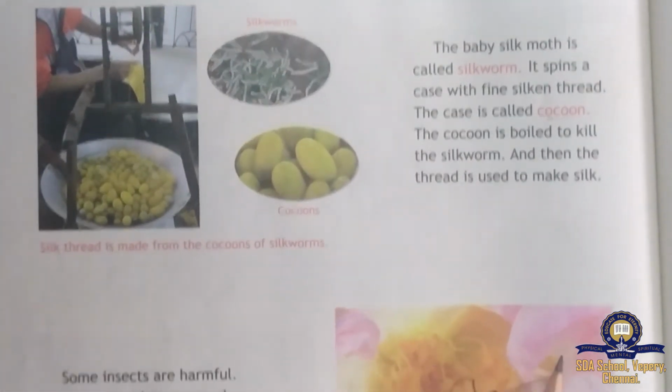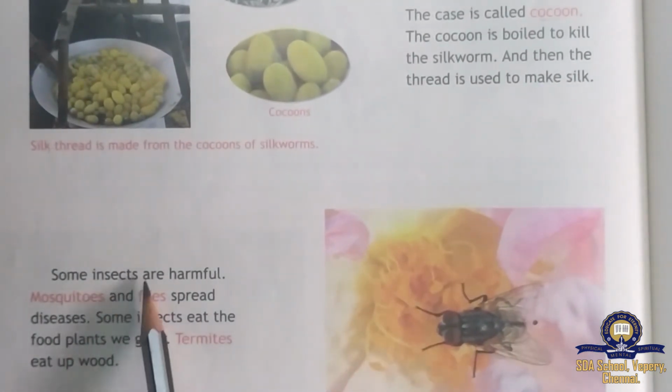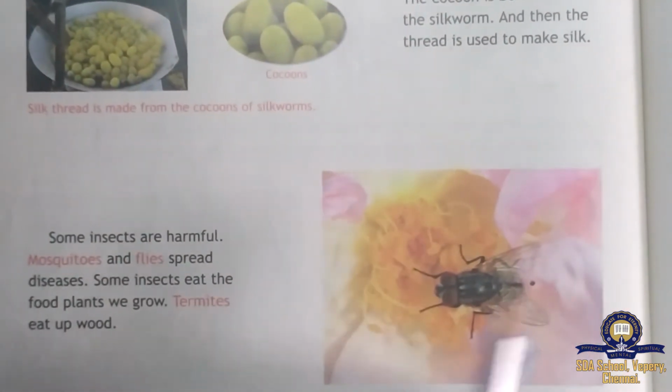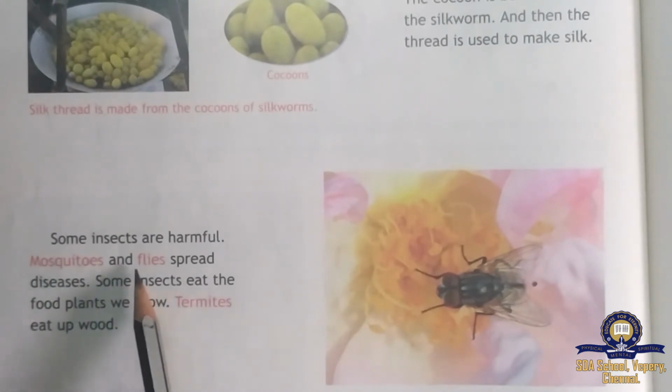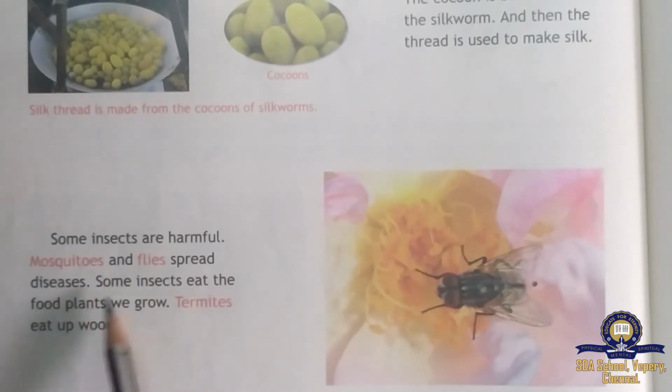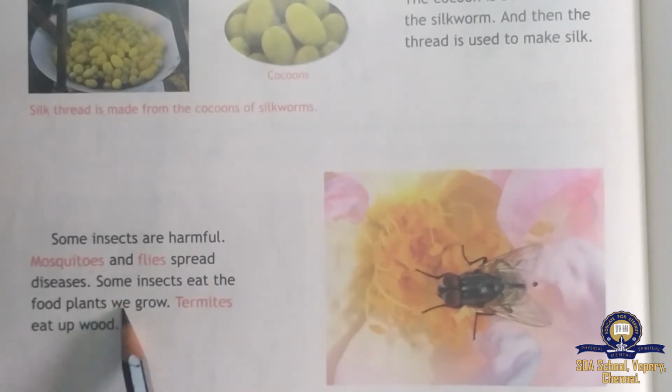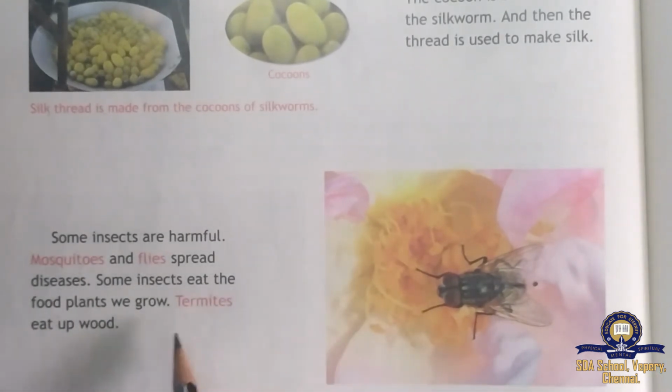Some insects are useful and some insects are harmful. What are they? Mosquitoes and flies spread diseases. Malaria, for example, the mosquito spreads malaria. Dengue also. Some insects eat the food plants we grow. Termites eat up wood. Those which eat the wood are called termites.